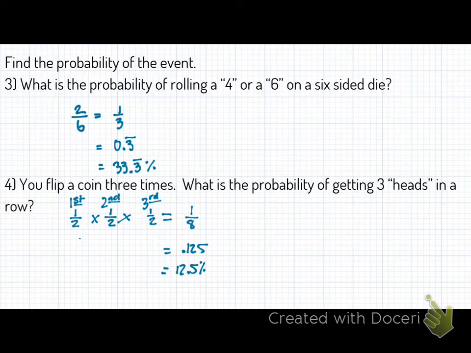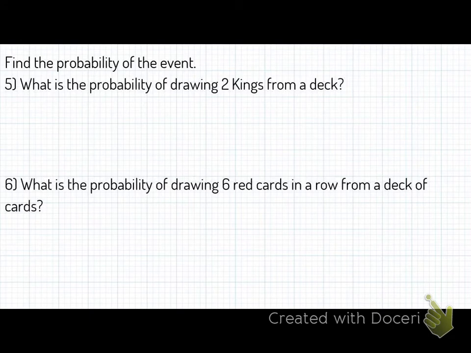Is that a good chance for me? No. Why did I just get 3 heads in a row? I just got lucky, right? Who was in favor of Matthew winning, right? Who believed that? What was the percentage of him winning? If the percentage of me winning was 12.5, what was the percentage of him winning? 87. Good, 87.5. Does that make sense? Okay, cool. Awesome. All right, let's keep going here. Number 5. What is the probability of drawing 2 kings from a deck?